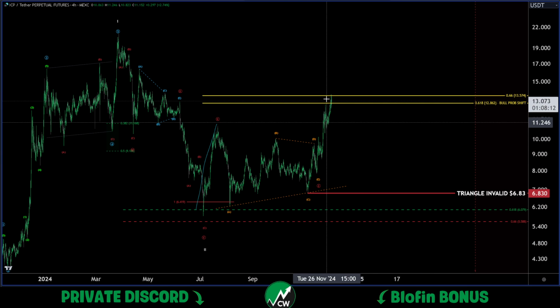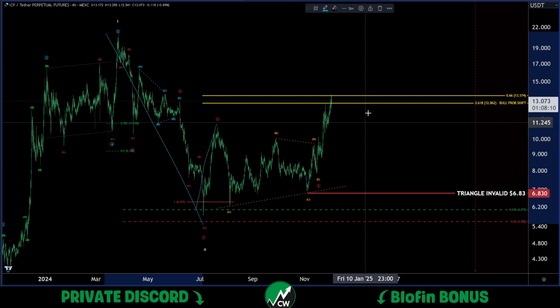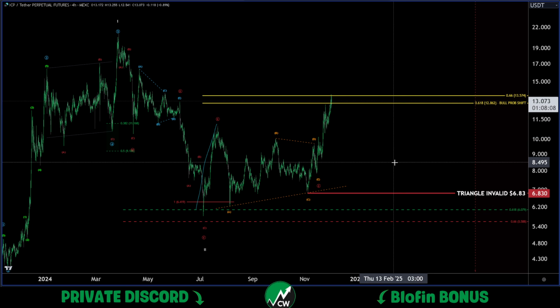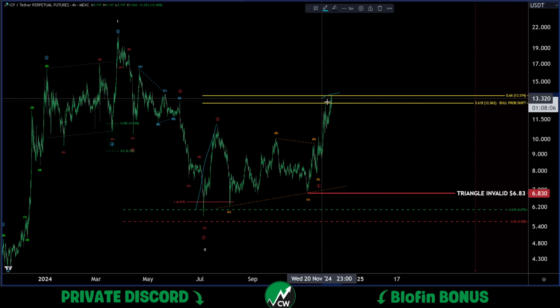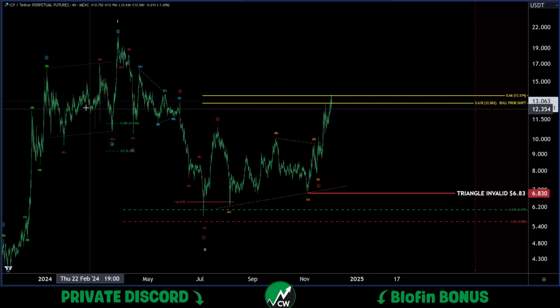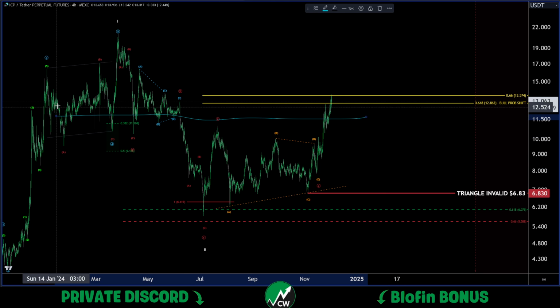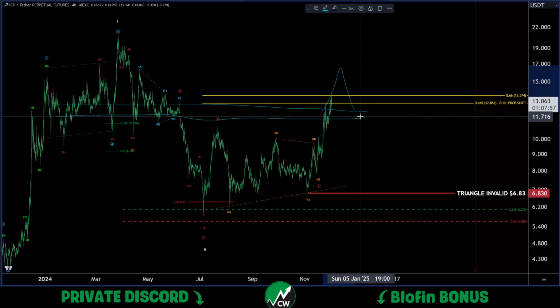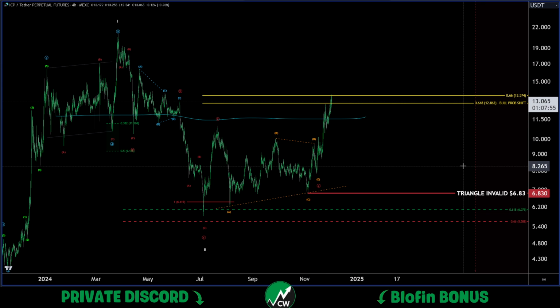You can see we're already through our 618 from the move to the downside. That was right there, our bullish probability zone flip, and we're through our 66. So good signs. We're right at that level where we want to turn this resistance into support. Just want to get above, get over top of it.